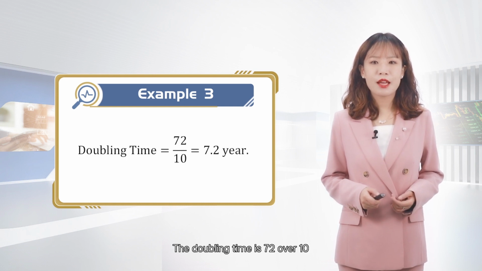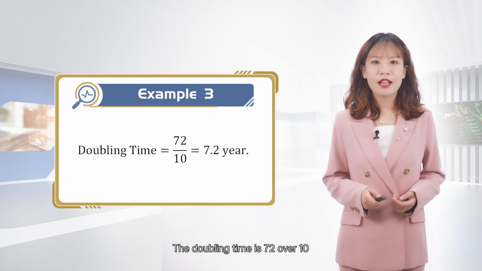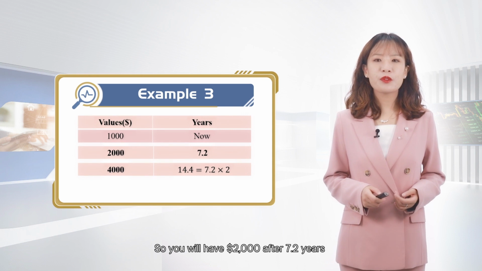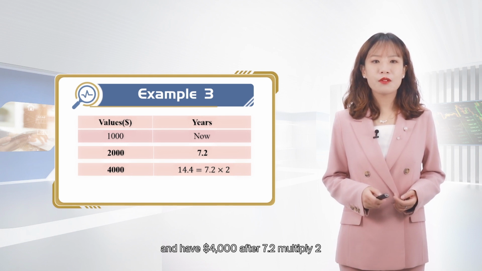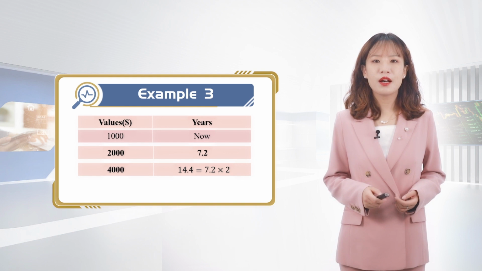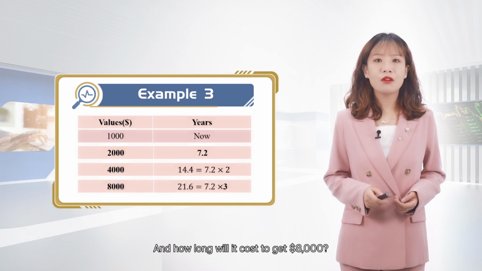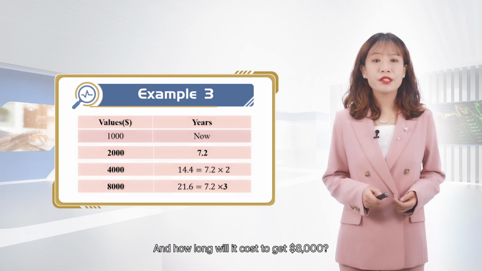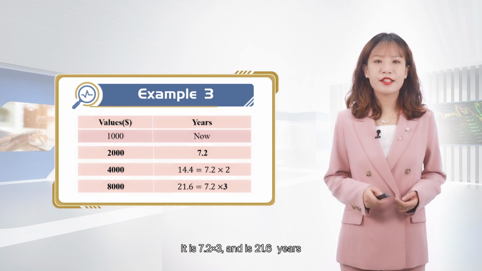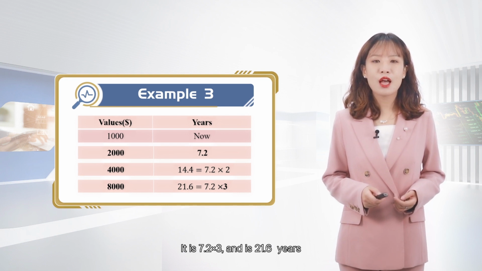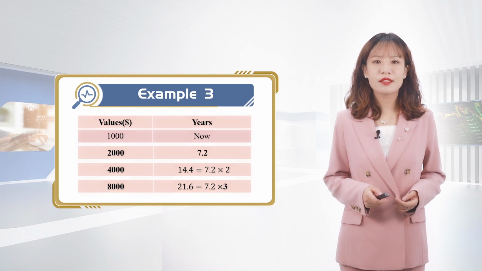Suppose that your original principal is $1,000 and the interest rate is 10% per year. The doubling time is 72 over 10 and is equal to 7.2. So you will have $2,000 after 7.2 years and have $4,000 after 7.2 multiplied by 2, that is 14.4 years. And how long will it take to get $8,000? It is 7.2 multiplied by 3 and is 21.6 years.